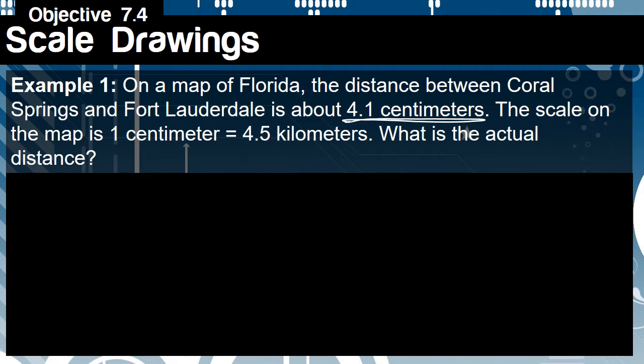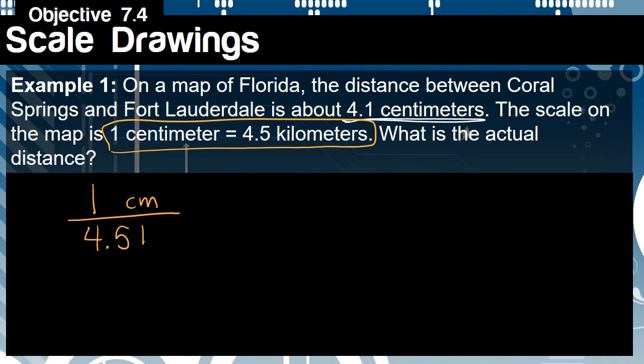Let's start with the scale. We have our scale right here: 1 centimeter over 4.5 kilometers. Every time we measure 1 centimeter, that's going to be equal to 4.5 kilometers. We're given some information here. What's the actual distance would be x. The actual distance we're talking about is the denominators here, and our numerators are how much we measured on the map. So we measured 4.1 centimeters.